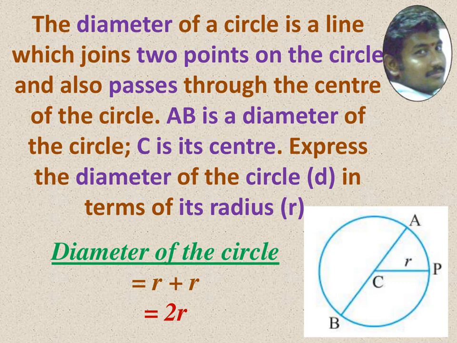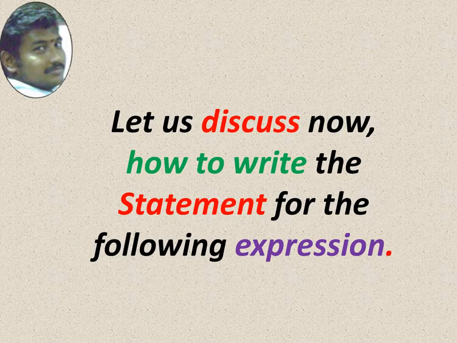Then the diameter of a circle is a line which joins 2 points on the circle and passes through the center of the circle. AB is a diameter of the circle. C is the center. Express the diameter of the circle D in terms of its radius. So AB has 2 radii. The diameter of the circle is equal to 2R. Hope you understand how we are framing the rules.